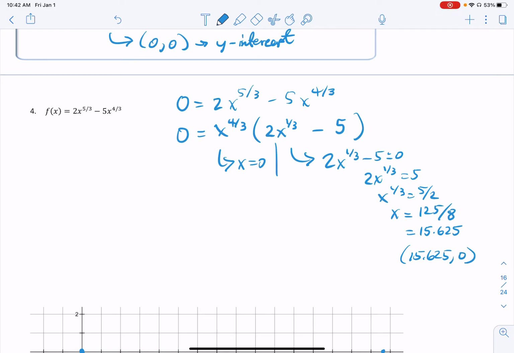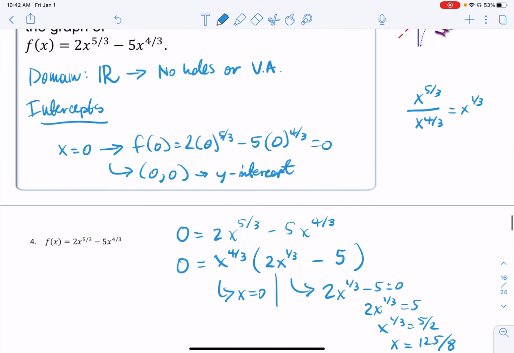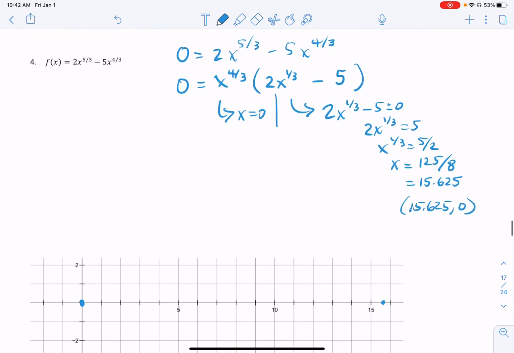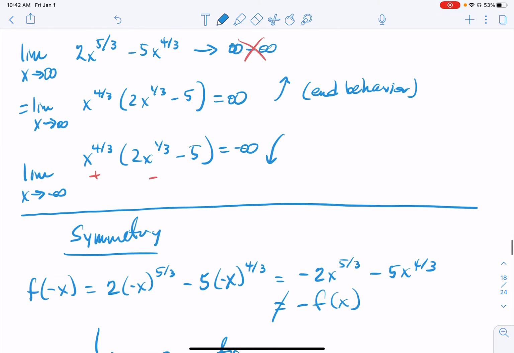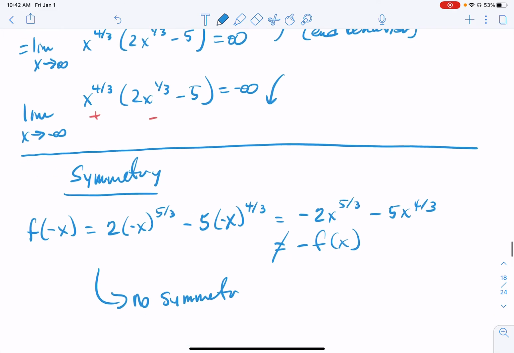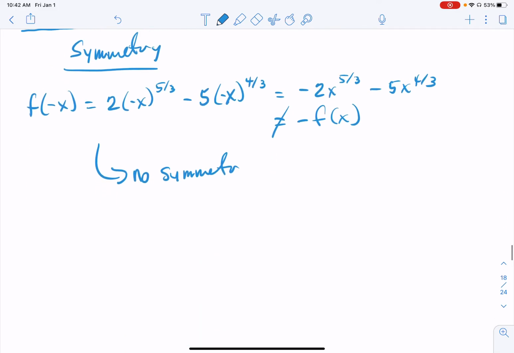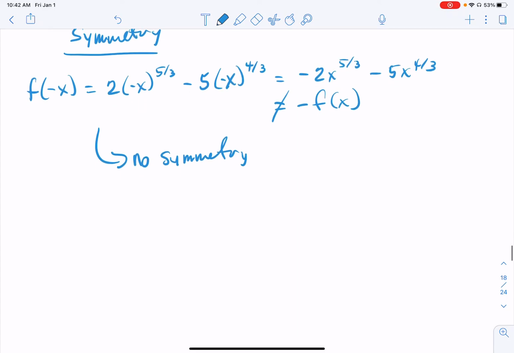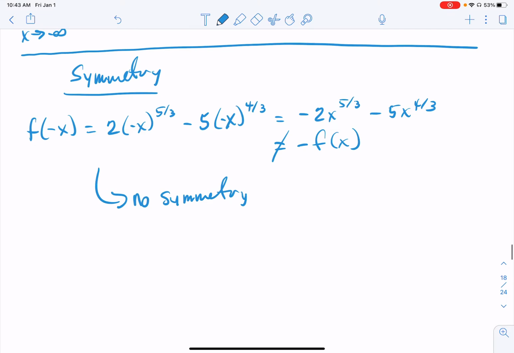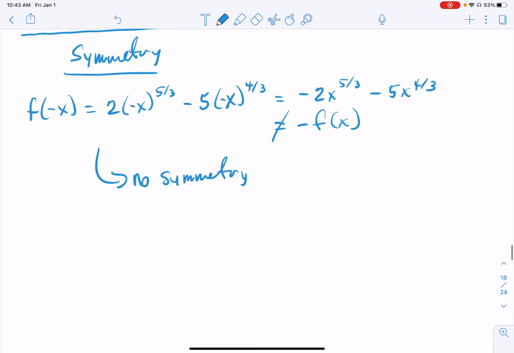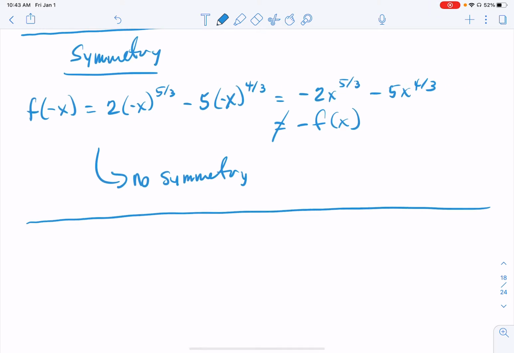Well, analyzing the function f of x is equal to 2x to the 5/3 minus 5x to the 4/3, we found some intercepts, the domain, and let's see, no horizontal asymptotes. We figured out what its end behavior was supposed to be, and we saw that it has no symmetry. All right, so next up, we'll do some calculus in order to figure out where it's increasing, where it's decreasing, its relative extrema, its concavity, and any possible points of inflection. So we'll start that process by finding the first derivative.